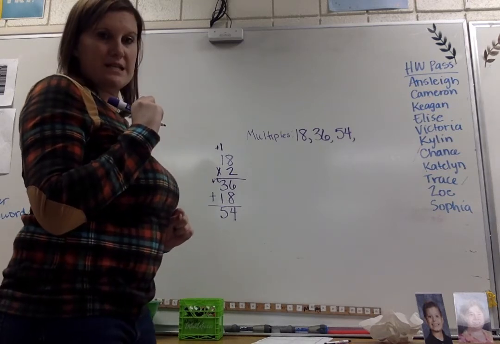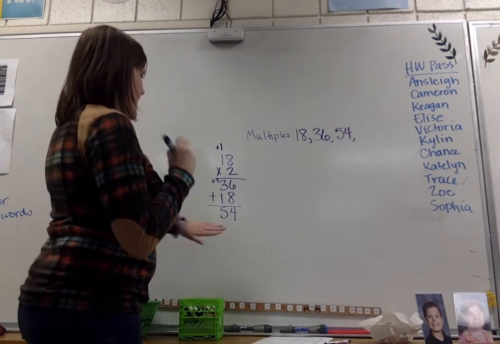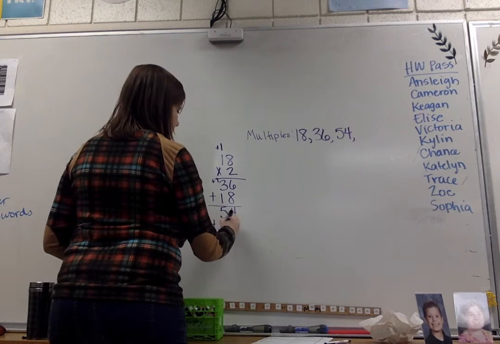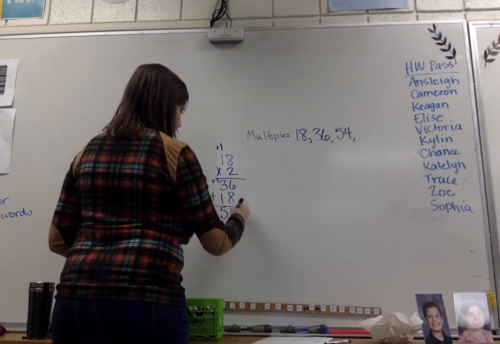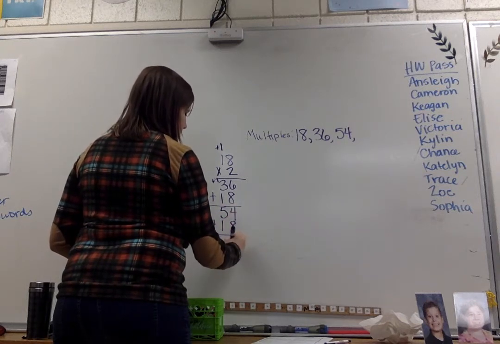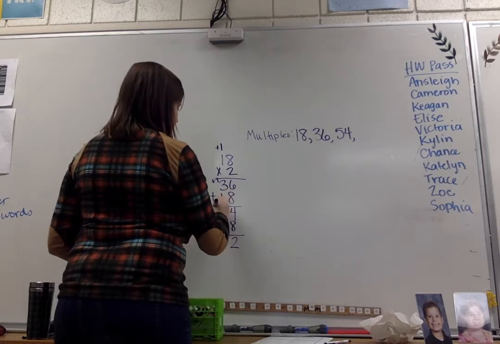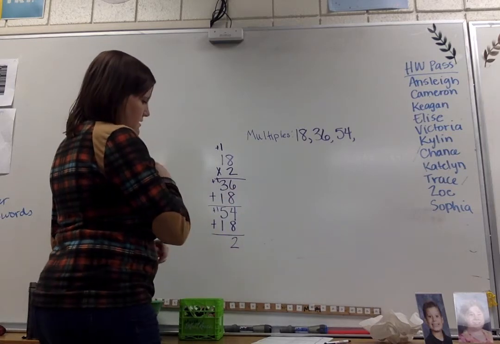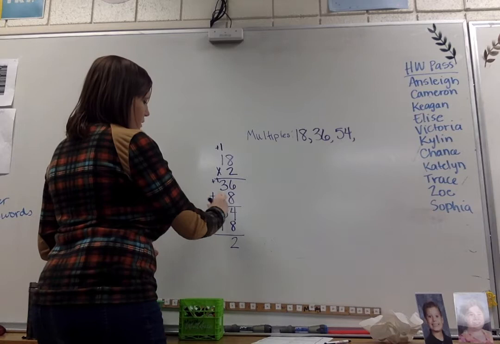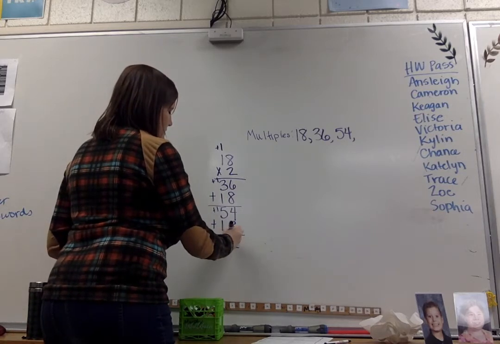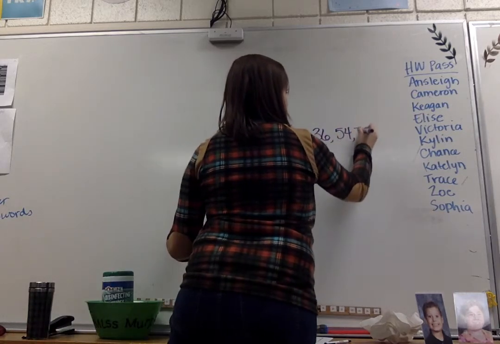Next, we would do 18 times 4. So we're just adding 18 more. 4 plus 8 equals a sum of 12. 2 goes in the 1s. 1 goes in the 10s. 1 plus 5 equals 6 plus 1 equals 7. So 18 times 4 would be 72.